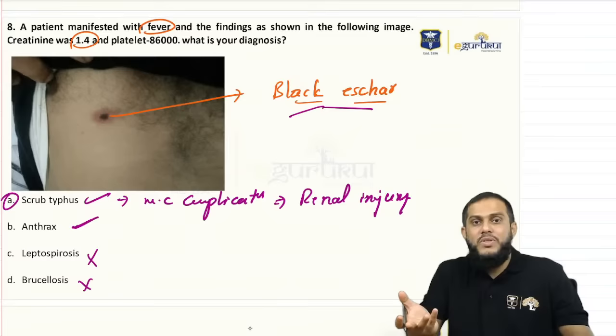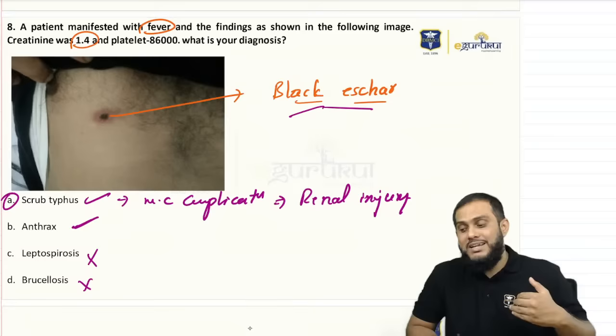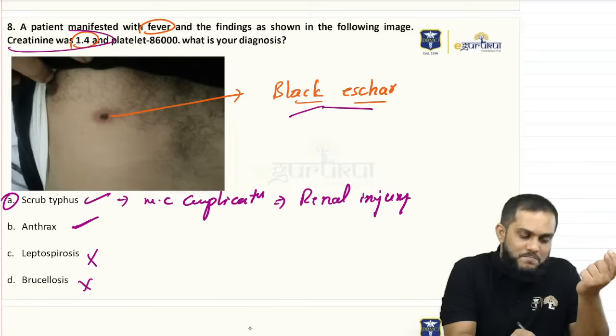And you know, scrub typhus is a vector-transmitted disease transmitted by the trombiculid mite. And anthrax is a zoonotic disease acquired from cattle. Like that, one or the other key point they would have given if they expected anthrax as an answer. Here, because they are expecting scrub typhus as an answer, they have given one key point. What is that? Kidney injury.